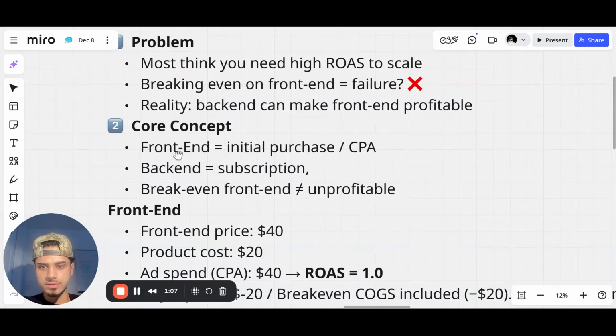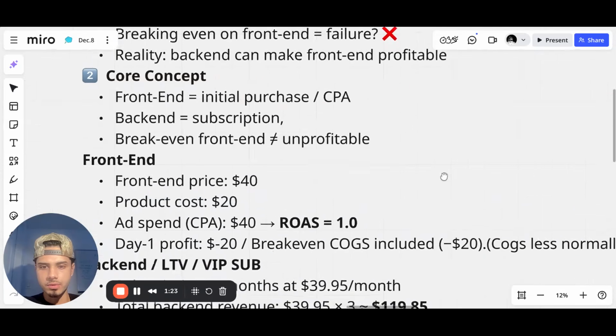Let's just define some core concepts before we get started. The front end is just the initial purchase, or your cost per purchase. The back end is the subscription revenue. A break-even front end doesn't always equal unprofitable. If you run subs, this is the only way to do it and still be profitable.